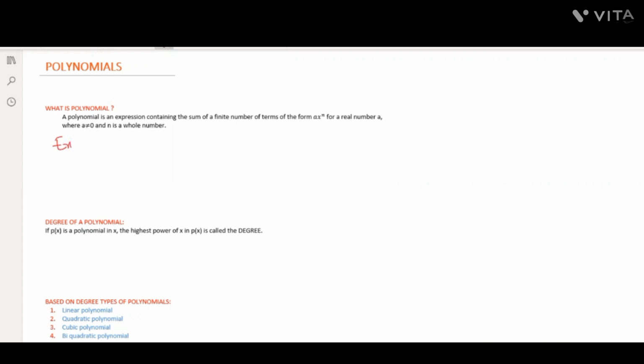So what does it mean? Let's take one example and try to understand the definition of the polynomial. It is an expression containing the sum of a finite number of terms. So it might be like this. Simply, we can take 2x. This is a polynomial in one term. And 1/3 x minus 4 is a polynomial. x squared minus 3x plus 5 is a polynomial. So these are a few examples of polynomials.